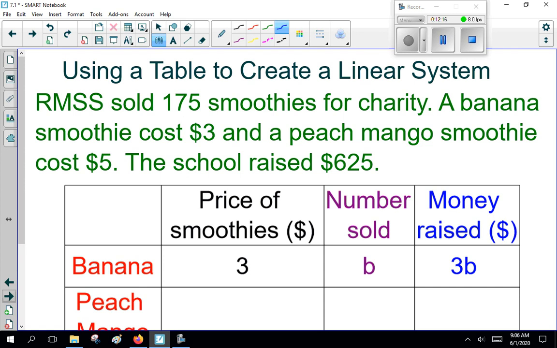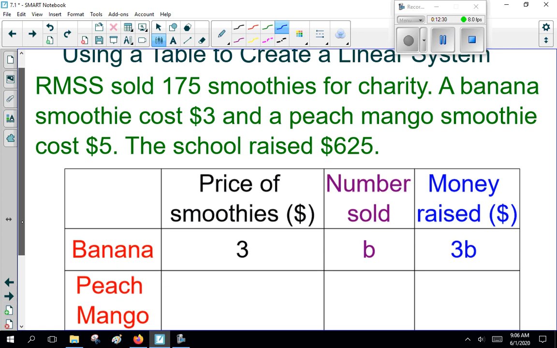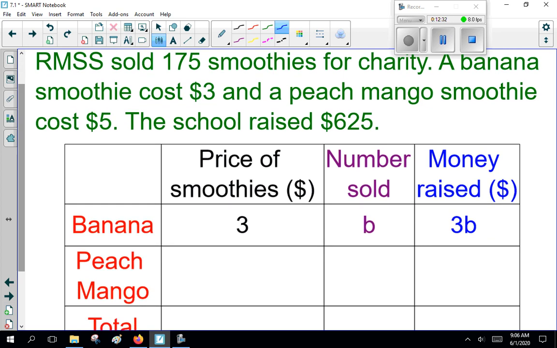RMSS sold 175 smoothies for a charity. A banana smoothie costs $3 and a peach mango smoothie costs $5. The school raised $625. Now, some people want to be really organized and use a table. Good for them. So, a banana smoothie is $3. How many we sell, I don't know. I'm going to call it B. Now, I will point out in math, often we use X or Y, but I'm using B as in banana. Okay?